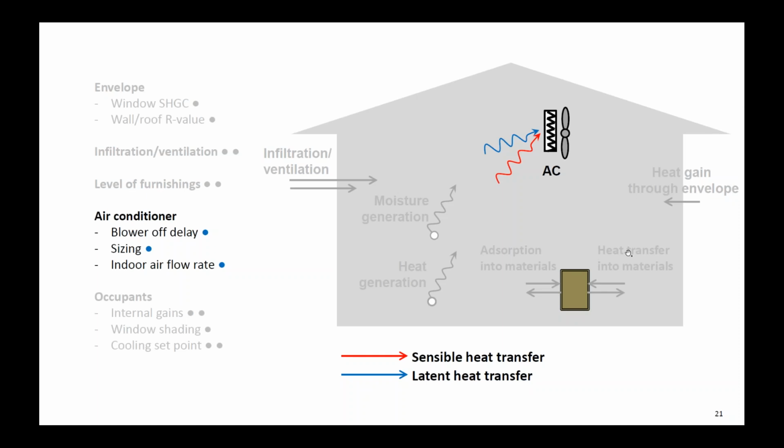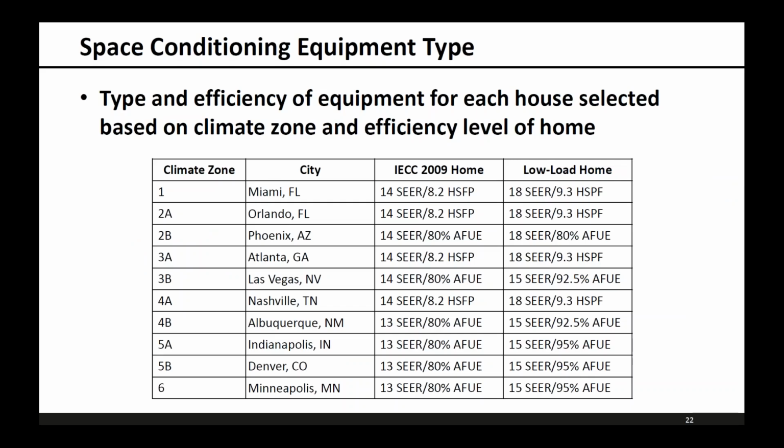Okay, thanks, Jason. So I'm going to talk about the air conditioner, the HVAC equipment in each home, and the different parameters that we varied for our study. Starting off, we've got a table of the efficiency of equipment that was used in each city. The IECC 2009 homes used the regional code minimum efficiency equipment, and on the low load homes we used the Zero Energy Ready Home efficiency requirements.